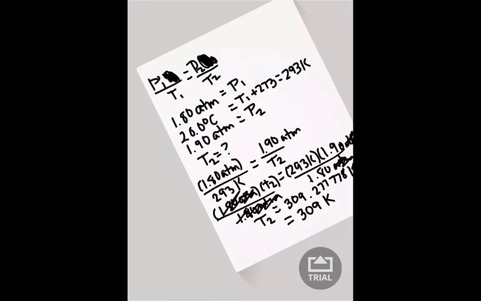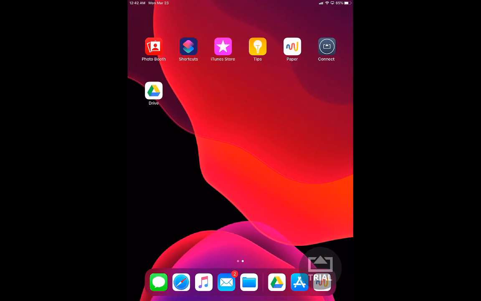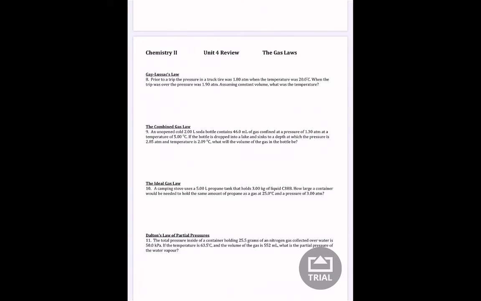All right. So going back to our problem. Our problems again. Combined gas law. An unopened cold 2-liter soda bottle contains 46.0 milliliters of gas confined at a pressure of 1.30 atmospheres at a temperature of 5 degrees Celsius. If the bottle is dropped into a lake and sinks to a depth at which the pressure is 2.85 atmospheres and the temperature is 2.09 degrees Celsius, what will the volume of the gas in the bottle be?